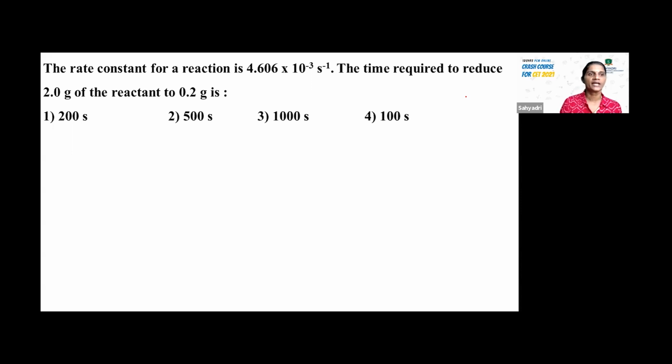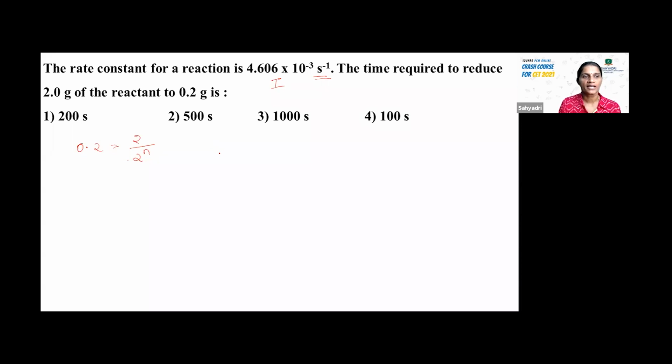Let's solve. The rate constant is given as per second, so it shows the reaction is first order, the order of the reaction is 1. The time required to reduce 2 gram of the reactant to 0.2 grams. So 0.2 gram is remaining, 2 gram was taken, 2 to the power n. Which formula am I using? 0.2 is equal to 2 divided by 2 to the power n. The amount of substance remaining is equal to the initial amount divided by 2 to the power n. This is applicable only for the first order reaction.